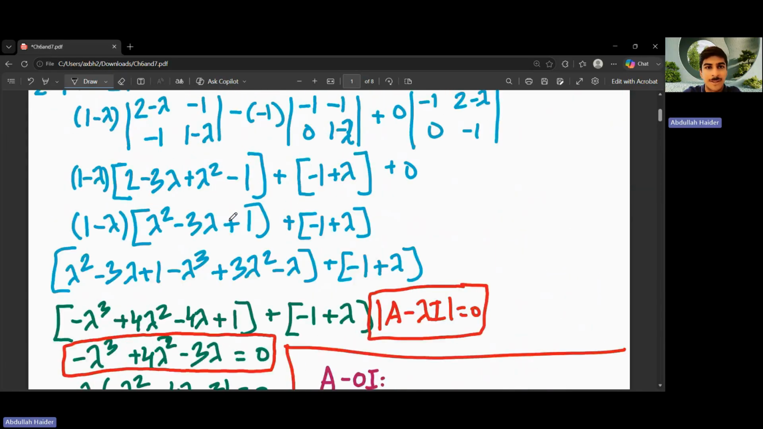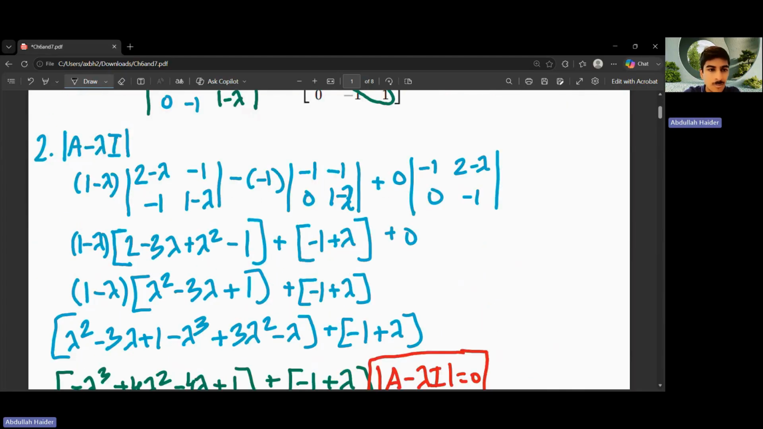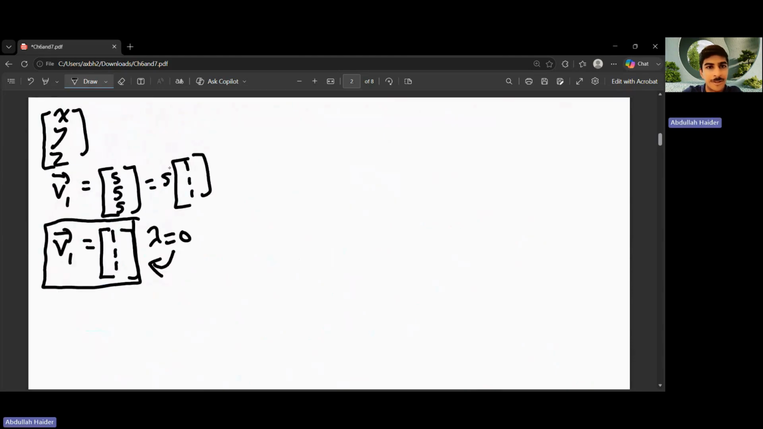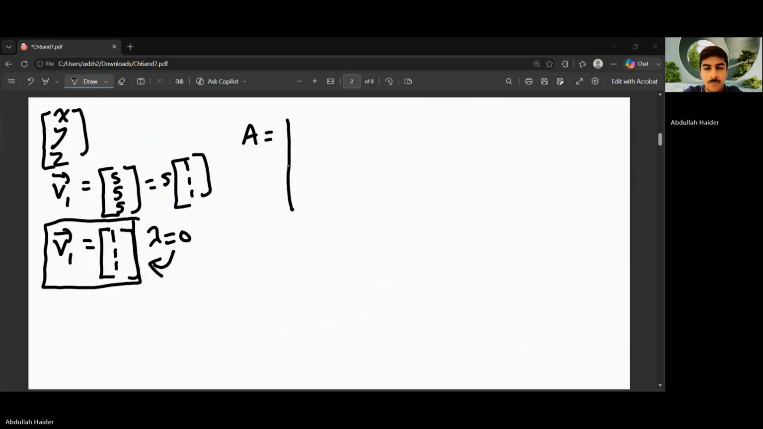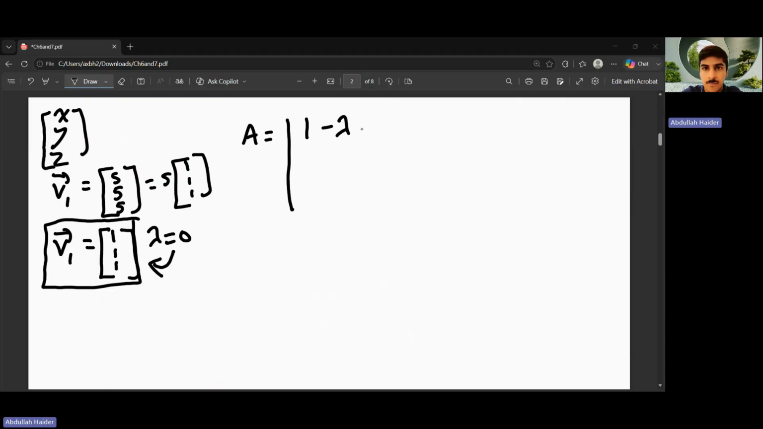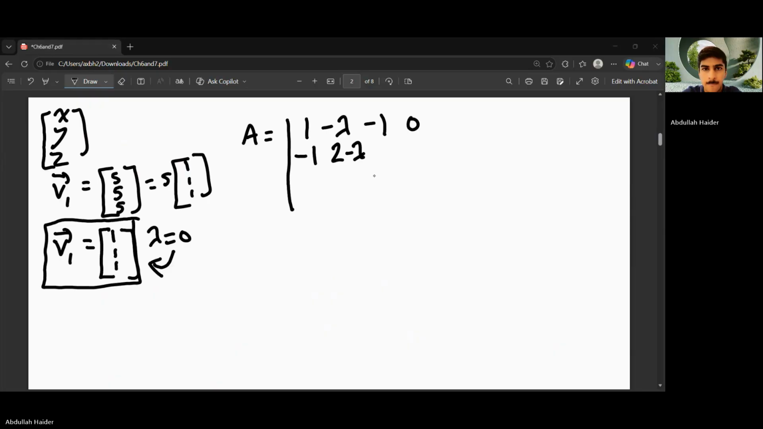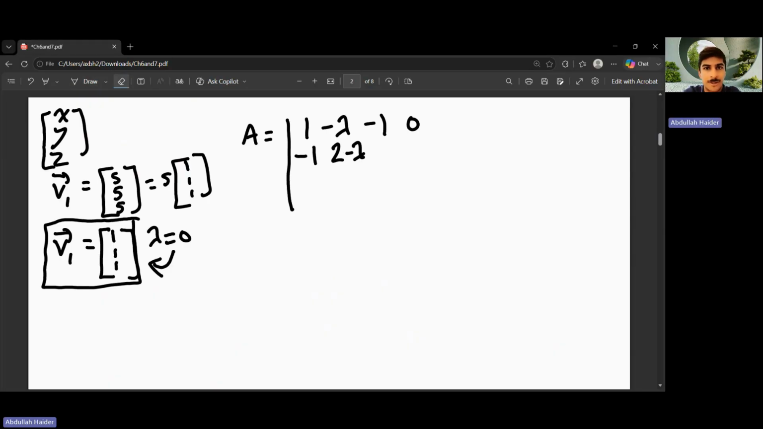So lambda 2 equals 1, which means I'll substitute 1 in place of lambda everywhere. So 1 minus 1 means 0. I'll write the main equation here again, A minus lambda I, which is 1 minus lambda, minus 1, 0, minus 1, 2 minus lambda, to make it a bit neat.